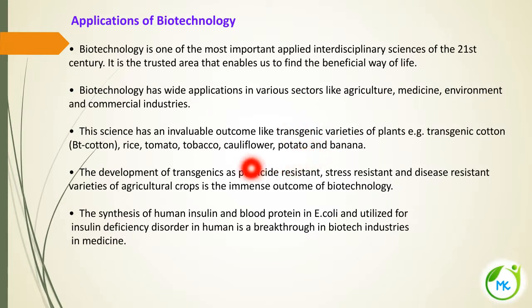And this biotechnological science has invaluable outcomes like the production of transgenic varieties of plants: cotton, rice, tomato, tobacco, cauliflower, potato, banana, etc. Apart from transgenic varieties of crops, it also imparts some additional values to the crop plants such as pesticide resistance, stress resistance, disease resistance, etc.